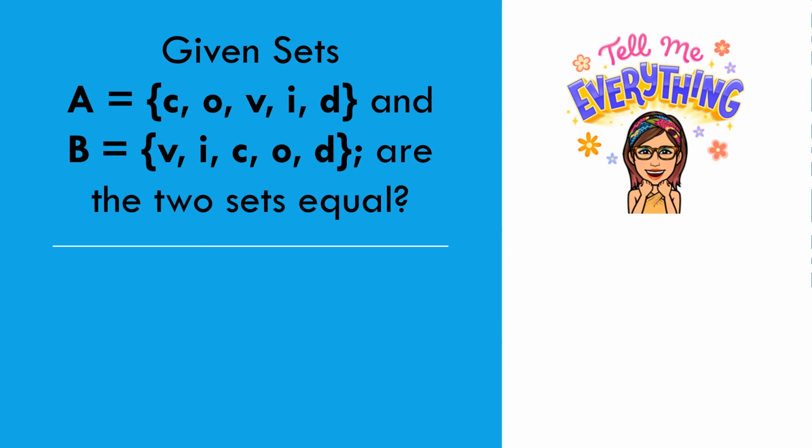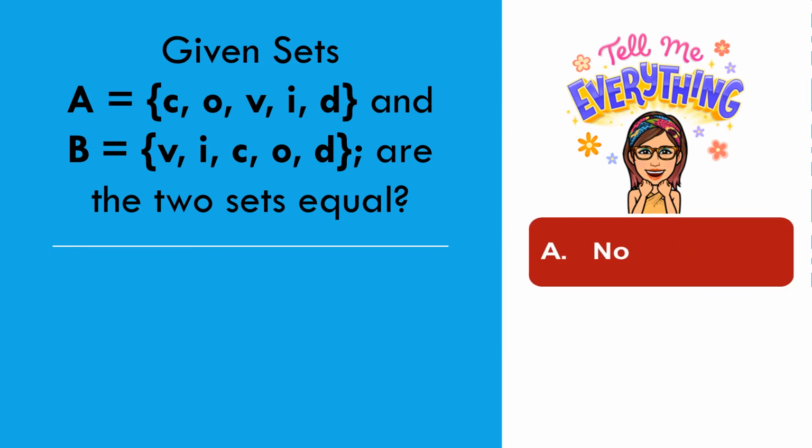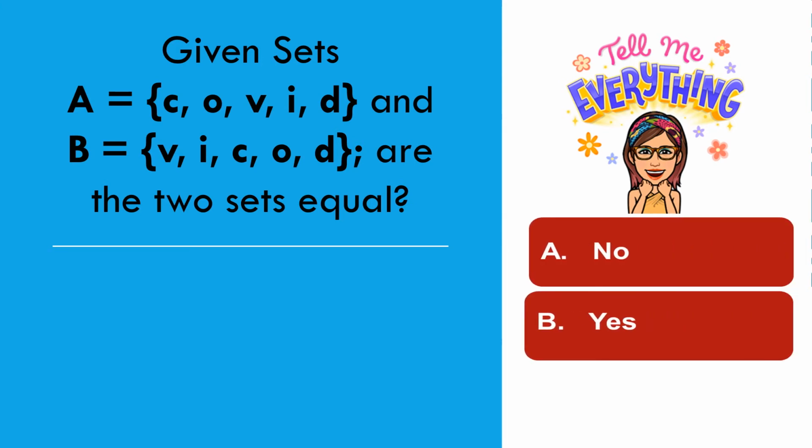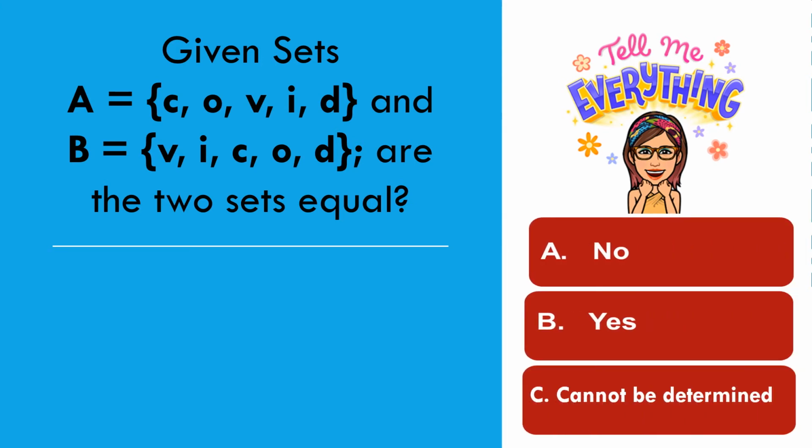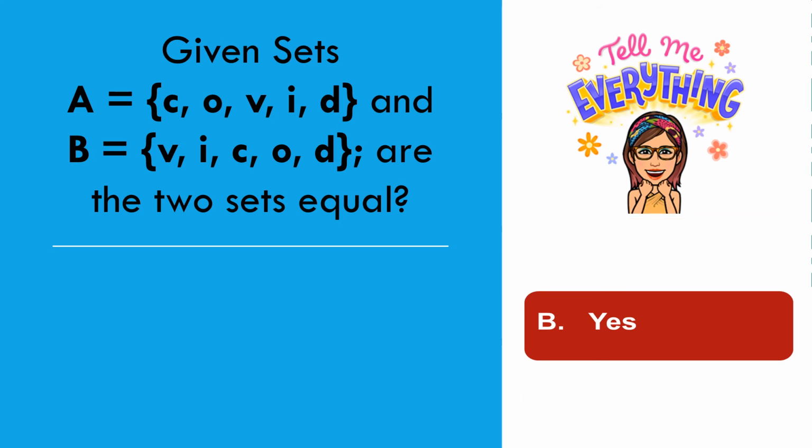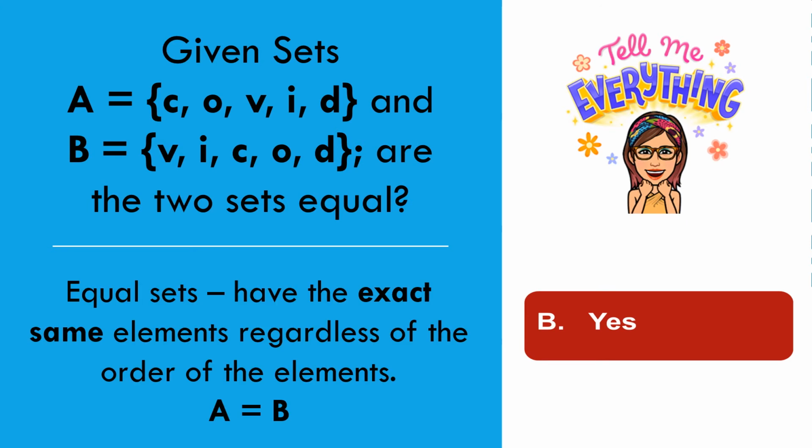Given set A, the elements are C, O, V, I, D. And set B, the elements are V, I, C, O, D. Are the two sets equal? A. No. B. Yes. C. Cannot be determined. The answer is yes. Why?